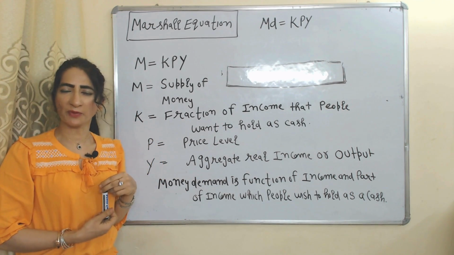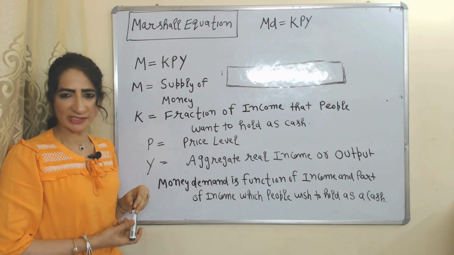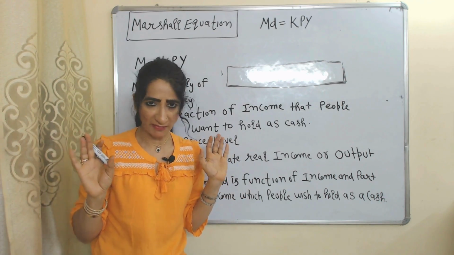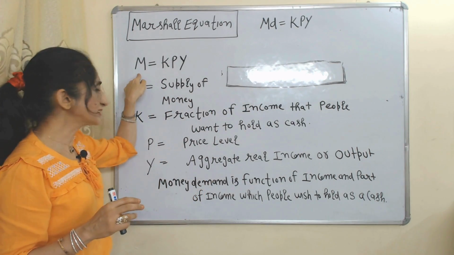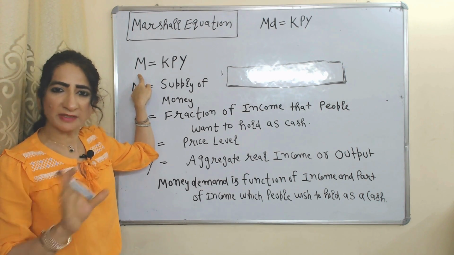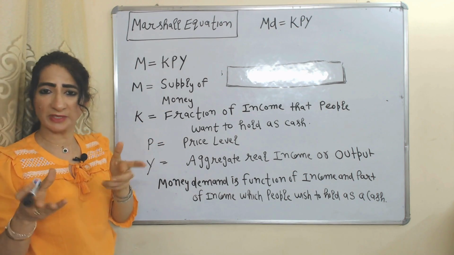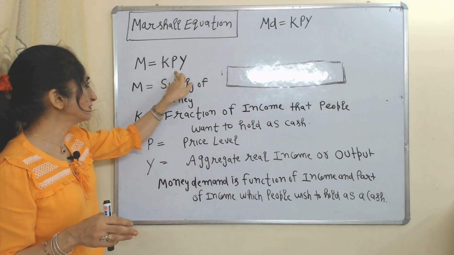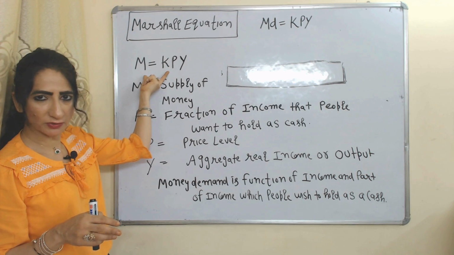The cash balance approach mainly consists of equations by Cambridge economists. First of all, we will see the Marshall equation. As we know, for equilibrium, money supply is equal to money demand. According to Marshall, money demand is equal to KPY. Here M is money supply. In the Cambridge cash balance approach, money supply is given, meaning it remains constant. They mainly experiment with money demand, so they assume money demand is equal to KPY. That's why in place of money demand we put KPY, and for equilibrium, money demand equals money supply.